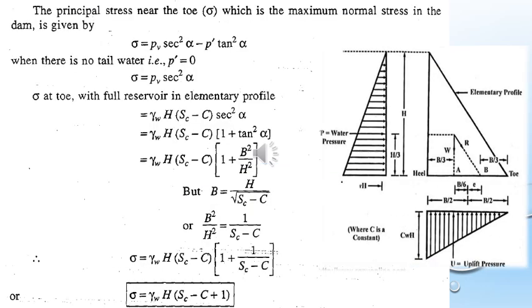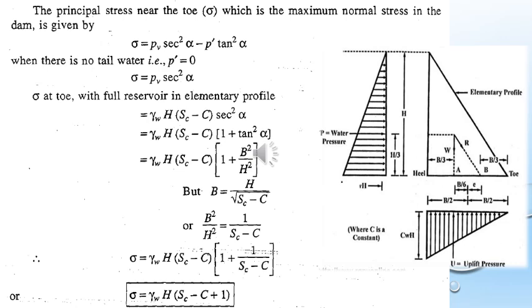The principal stresses near the toe, that is sigma, which is the maximum normal stress in the dam. So sigma is equal to PB sec square alpha minus P dash tan square alpha when there is no tailwater. So then P dash is equal to 0, and sigma comes out as PB sec square alpha.